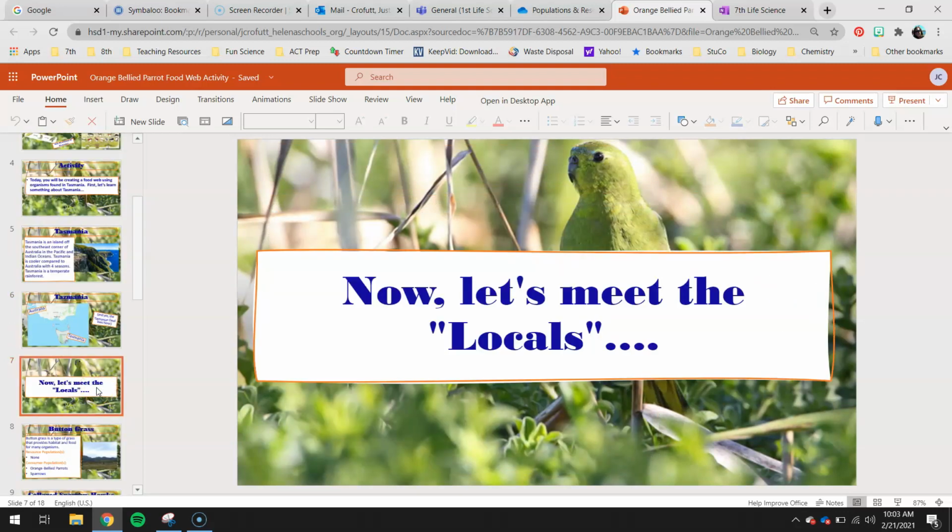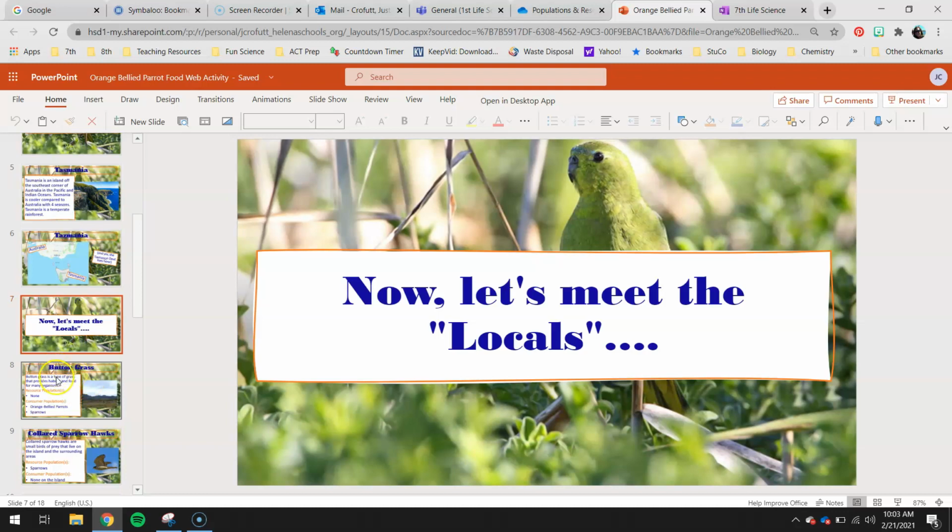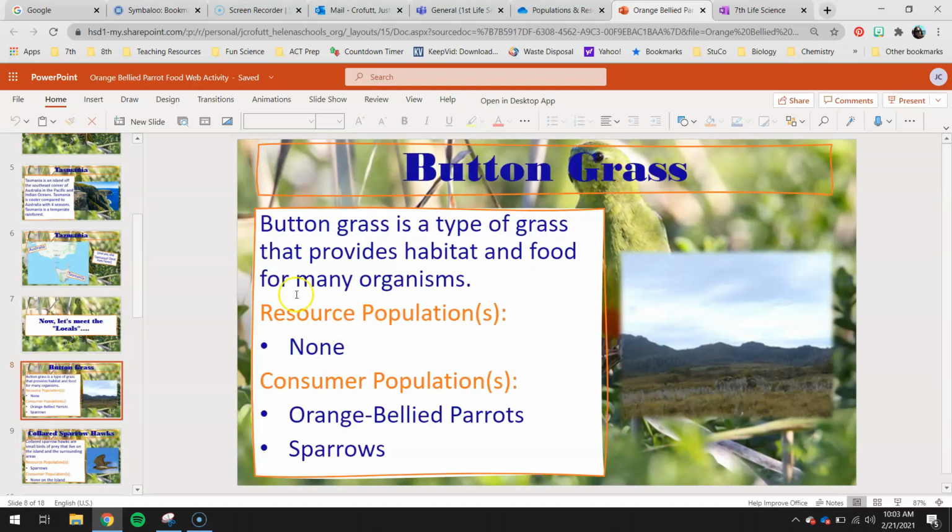All right, so let's meet some of the locals. These are the organisms that you are going to be using to create this food web of Tasmania. And I'm going to talk about what we mean here when we see things like resource populations and consumer populations. So this is your first organism. This is button grass. Button grass is a type of grass that provides habitat and food for many organisms.